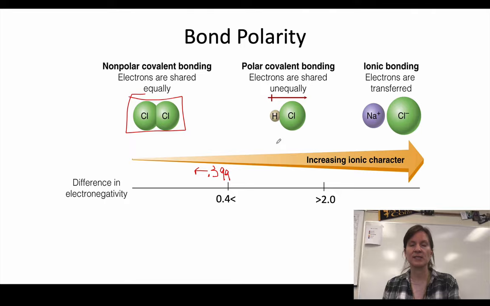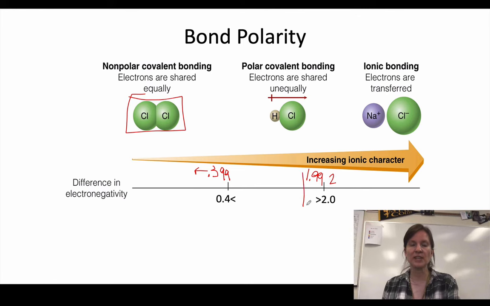What that means is there's enough difference in electronegativity that the electrons tend to reside on one side over the other. So it's up to like 1.99, and then if I'm at 2.0 or over, so once I get to 2, I'm ionic.